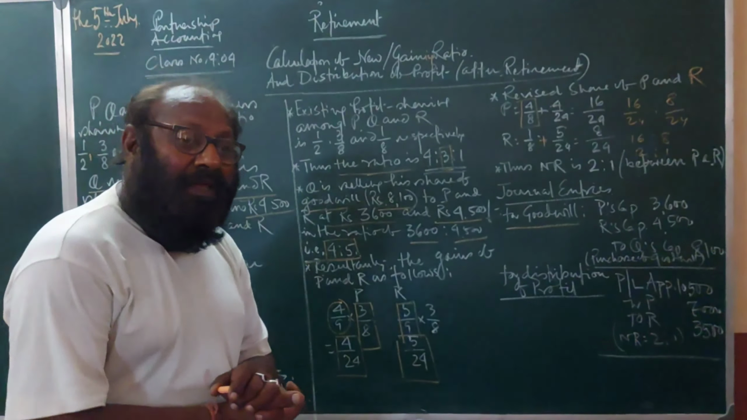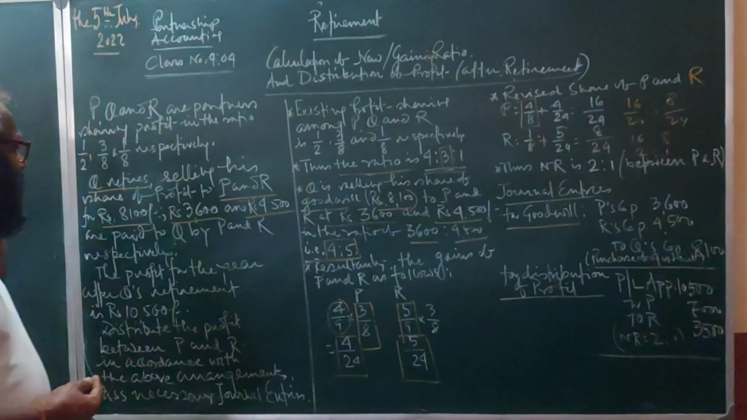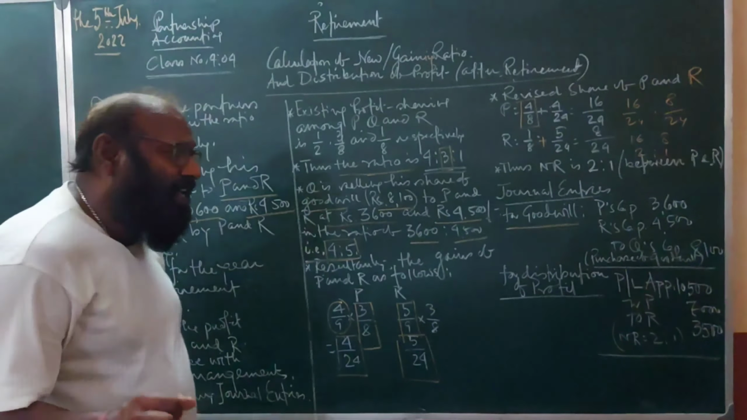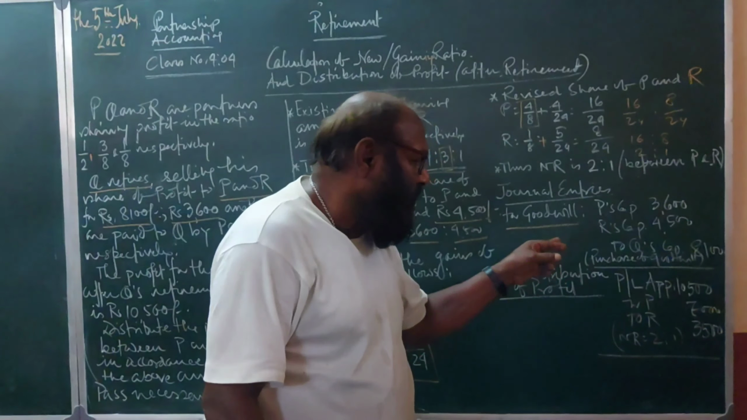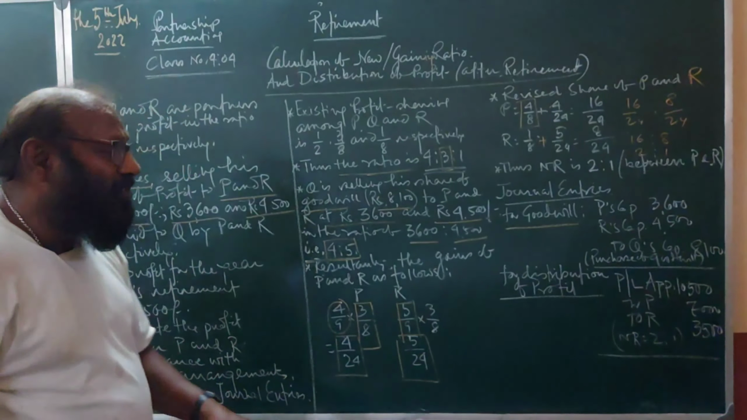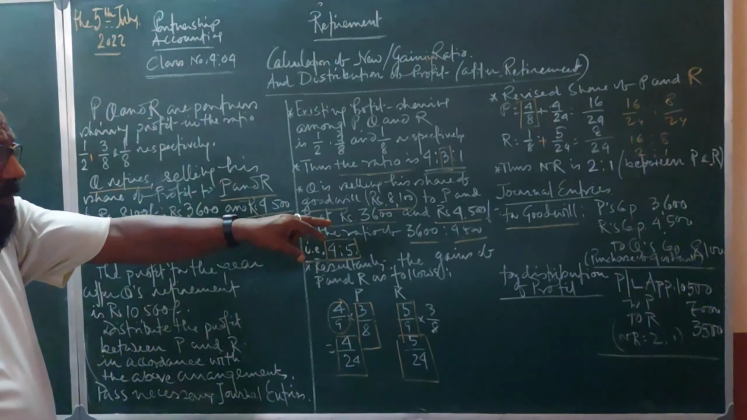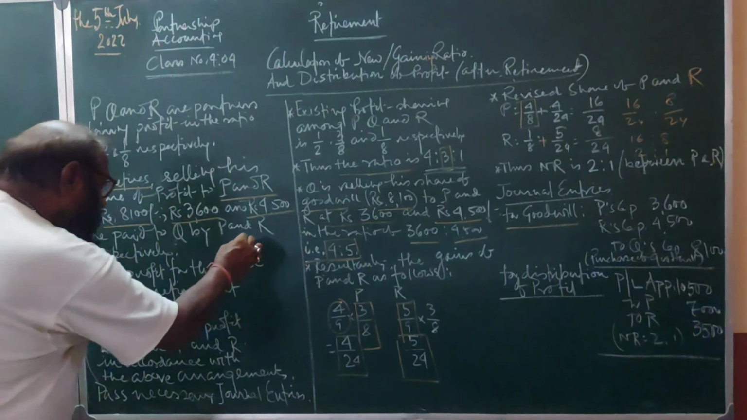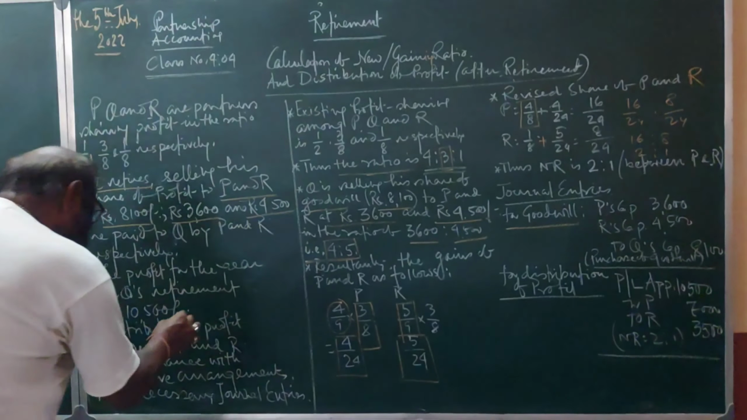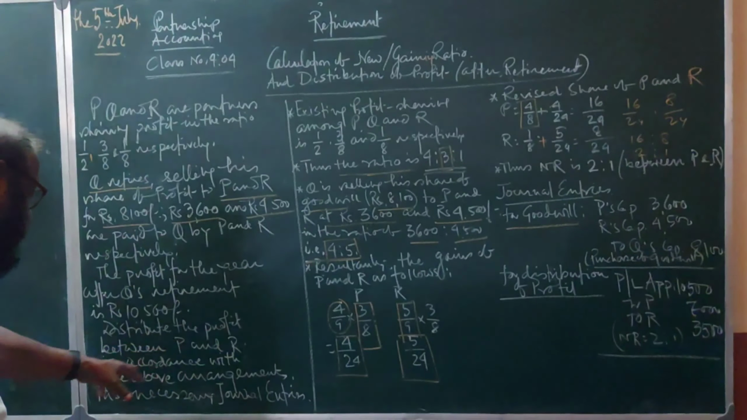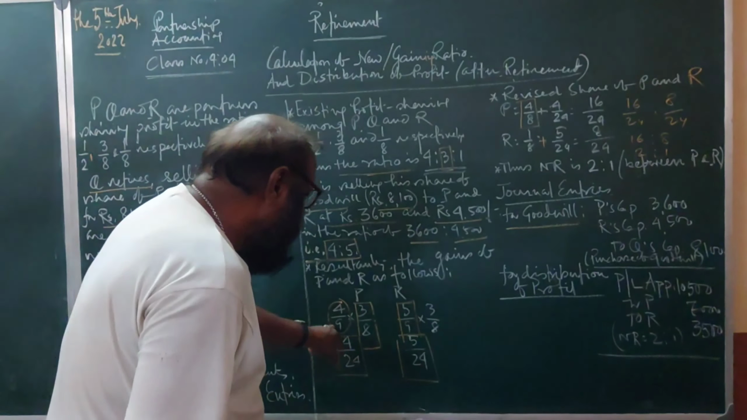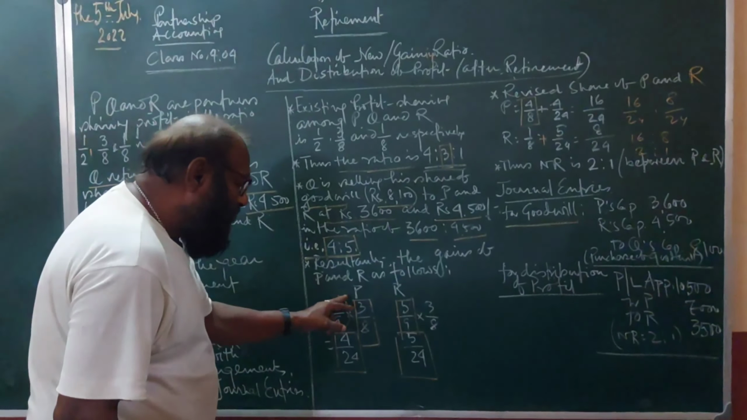So, friends, I am making a recap. Mr. Q is retiring and he is selling his share of goodwill of 8,100 to Mr. P for rupees 3,600 and to R for rupees 4,500. So, this is the ratio at which they are purchasing the share of Q. That will be their purchase ratio. And now, in order to find out the resultant ratio, at this ratio the share of Q will be taken over by P and R.